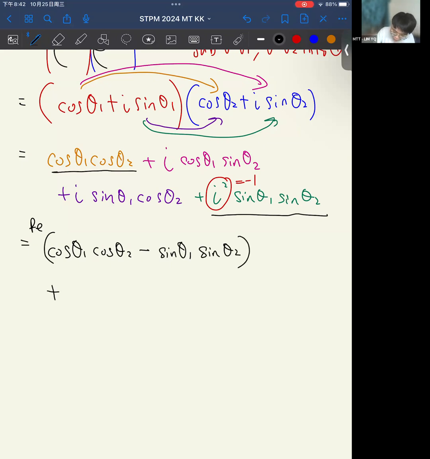Now, plus your imaginary part. There's an i to factor out. Always, if it is the imaginary part, we factor out the i, because all of them have i. Cos θ1 sin θ2 and sin θ1 cos θ2.